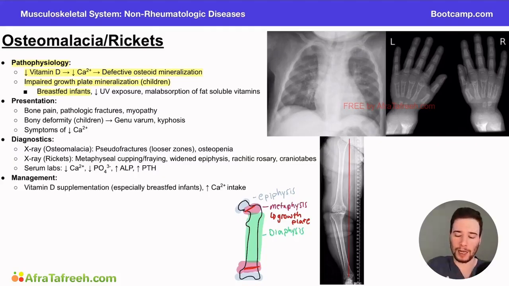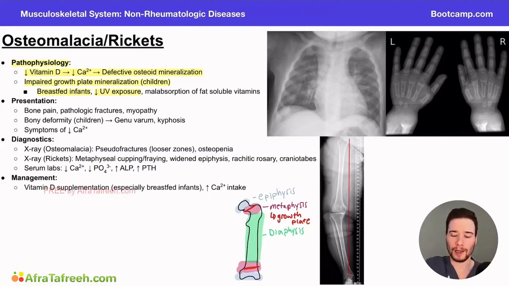Now, patients can also have decreased UV exposure. Again, why does this cause problems in our vitamin D? Well, UV exposure is known to convert inactive vitamin D to the active form of vitamin D. And so if we don't have enough of the active form, again, this is going to disrupt our calcium homeostasis and our ability to have good, strong, solid bones.